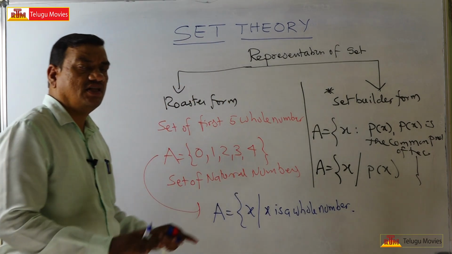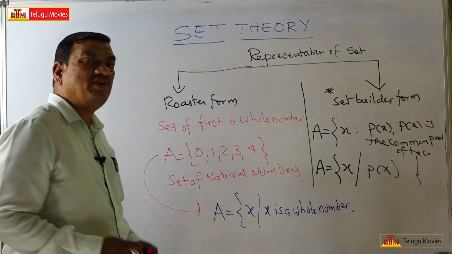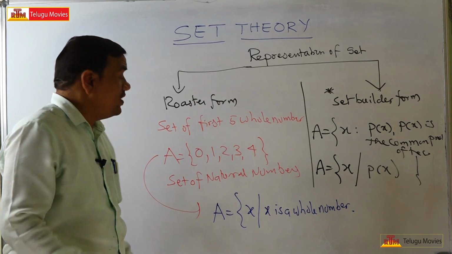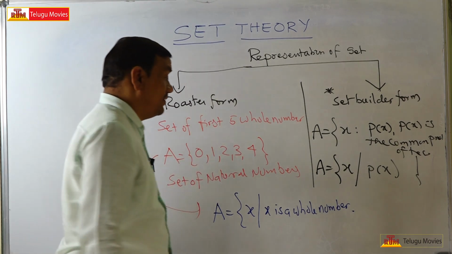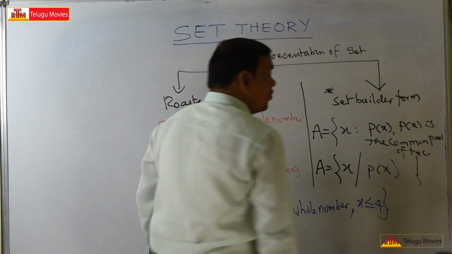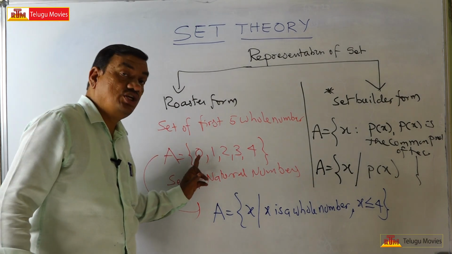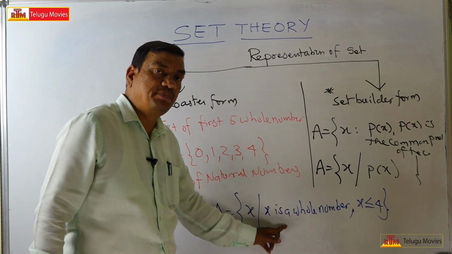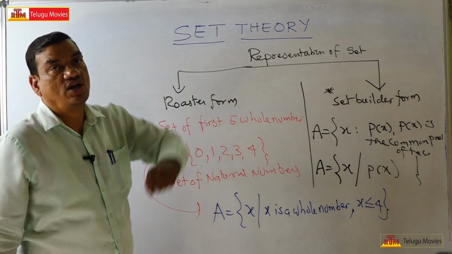Is that enough? Is the condition satisfied? No. Whole numbers means there are infinite whole numbers. So how many whole numbers are there here? 0, 1, 2, 3, 4. That means X is less than or equal to 4. That means the whole set 0, 1, 2, 3, 4 is given by this set. So representing the set in this form is called set builder form.